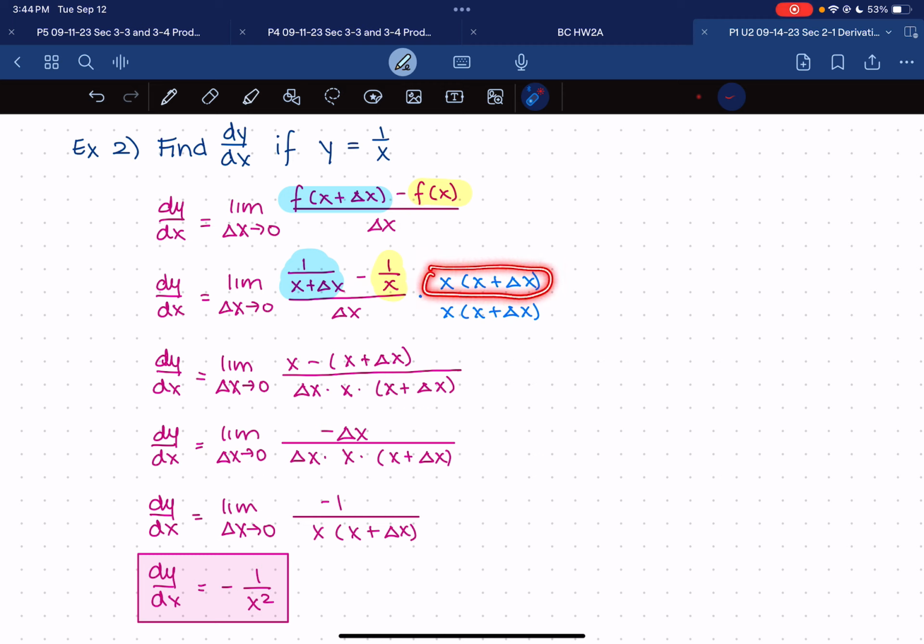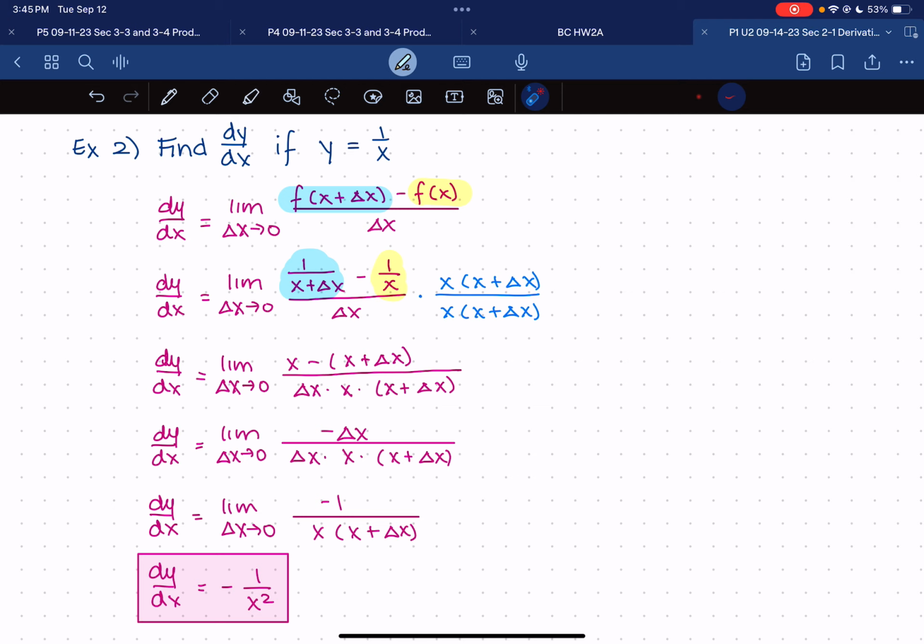When this thing multiplies here, the x plus delta x's cancel, and we just have 1 times x left. Then when you multiply this thing by 1 over x, the x's cancel out, and you just have minus 1 times x plus delta x. In the bottom, you just have delta x times x plus delta x. Simplify the numerator, cancel out the delta x's, and once you've canceled, try plugging in again, and you will find that you get negative 1 over x squared.